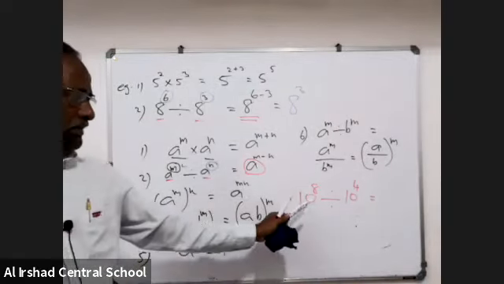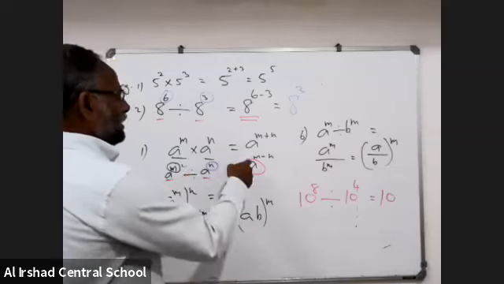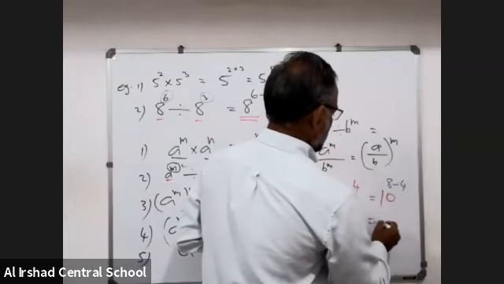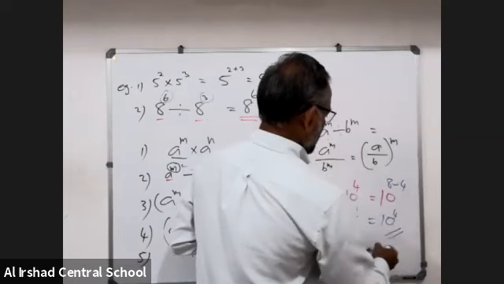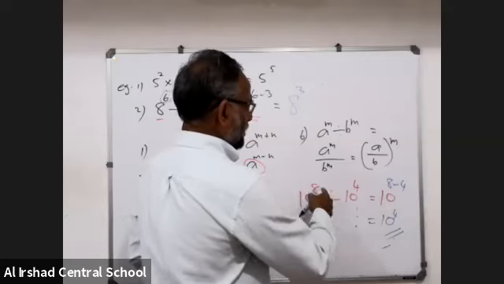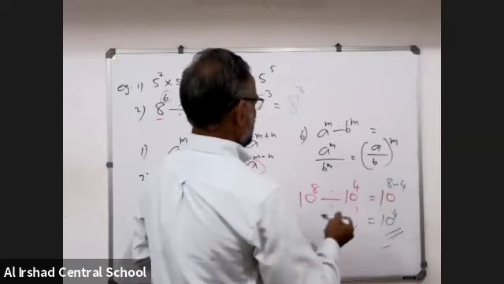What is the base here? 10. Then 10 to the power of 4. Division means subtraction. Okay, 8 minus 4. Very good. That means 10 to the power of 4. Don't do 8 divided by 4, sir. This is division, no. 10 square, no. 10 to the power of 4.